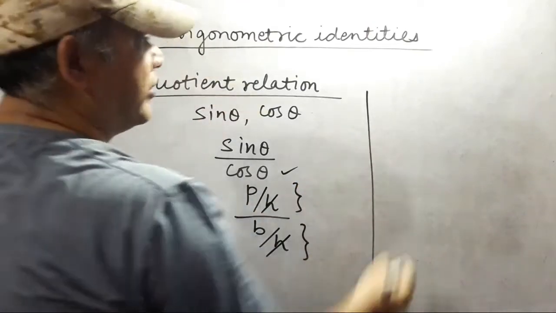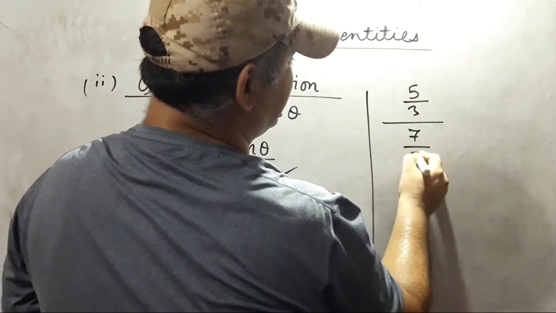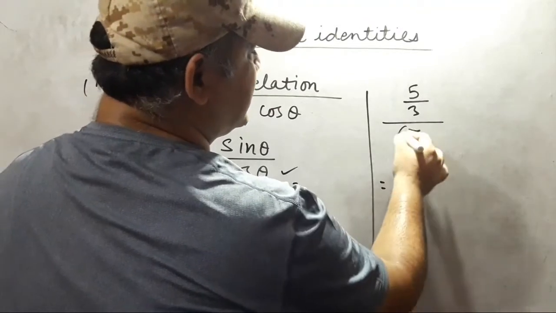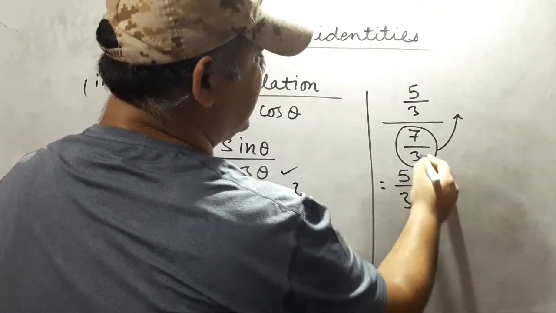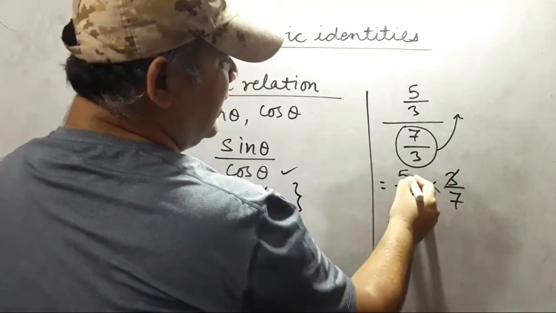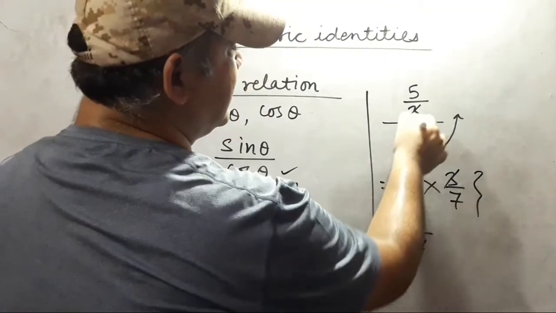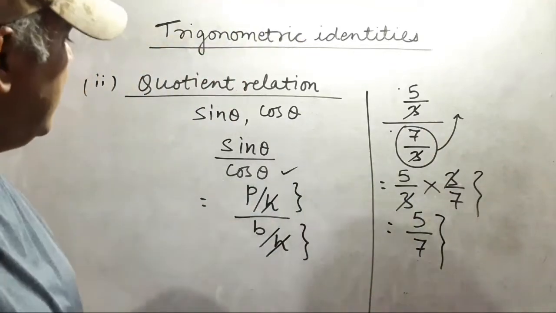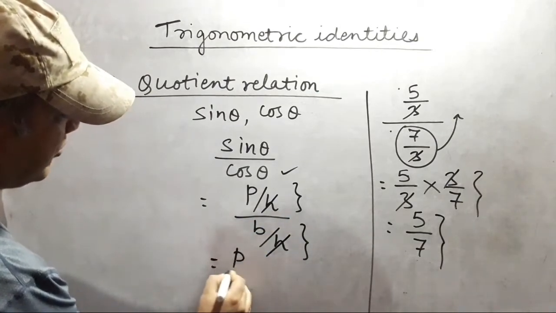Let's take an example: 5 by 3 divided by 7 by 3. In this case, 5 by 3, and this 7 by 3, when it goes up, it becomes the reciprocal, that we can write as 3 by 7. So this 3 and this 3 get cancelled and we can write 5 by 7. So instead of doing this, we can cancel this 3 and this 3 and write directly 5 by 7. Similarly, here we cancel this hypotenuse and we get P by B.